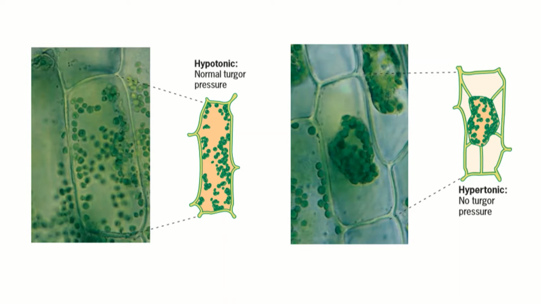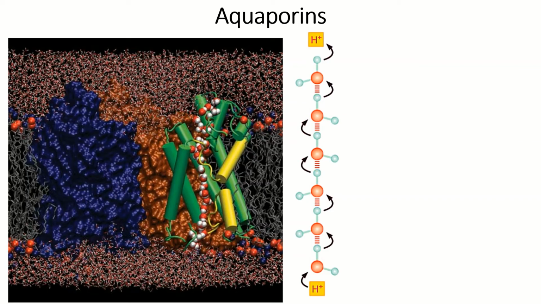So this is the reason why you always need to maintain enough water. You need to water your plants in order for their cells to be turgid. So they need to be surrounded by a hypotonic solution, a lot of water. So this is how water moves in and out of the cell through channels we call aquaporins.